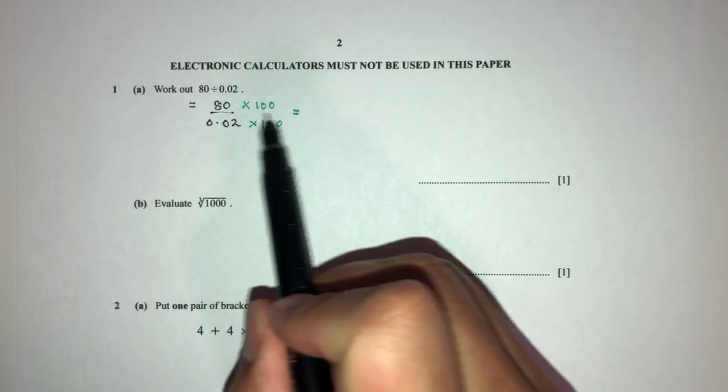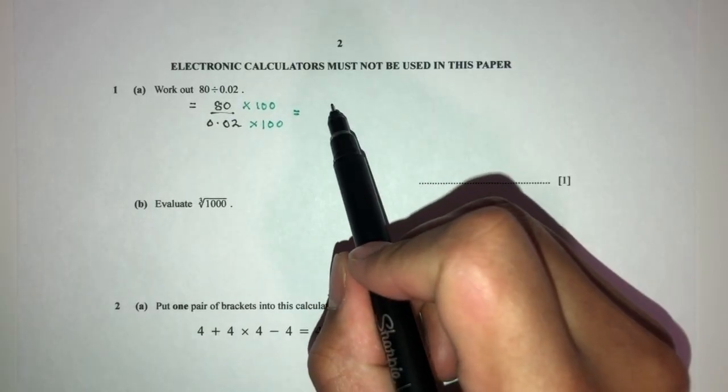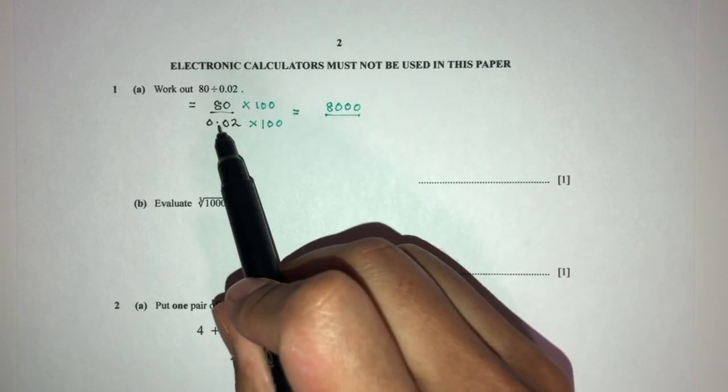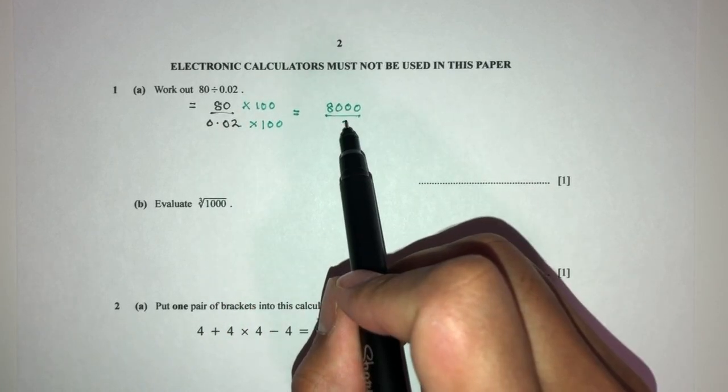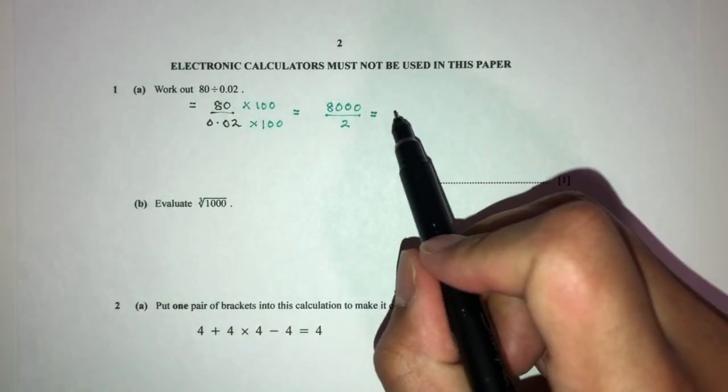Now, why did I do this? So I can change that to something like this. That will become 8,000 over, so this will move by 2 zeros, become 2. So obviously this is way easier to solve, so your answer will become 4,000.